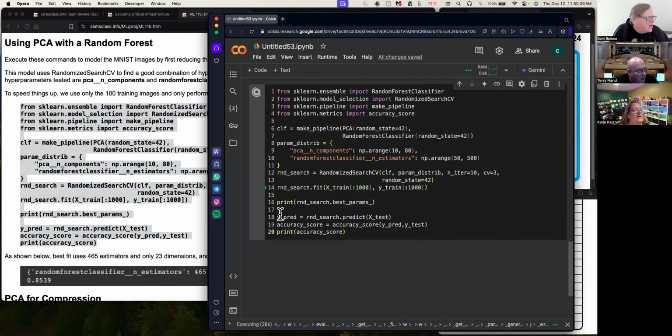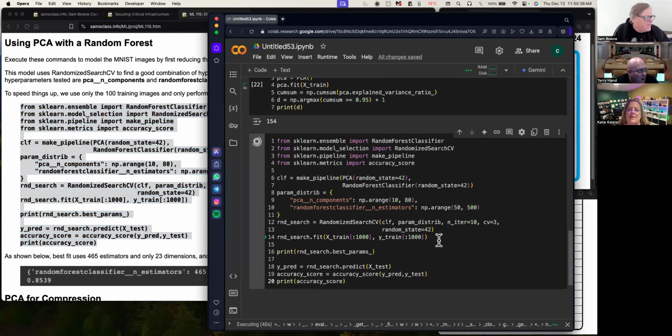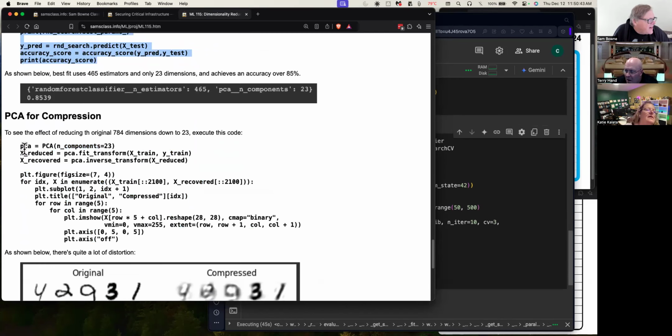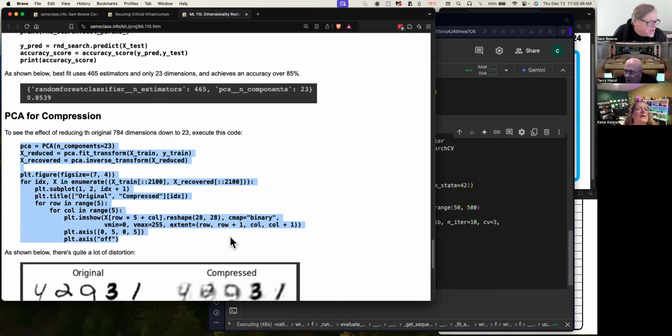And I don't know why it's taken so long. It's doing this fitting. All right, it takes a while to fit. So now you can see the effect of reducing it. You can see graphically what it looks like. And I guess this has taken too long. Wow, it seems to have frozen up on me.